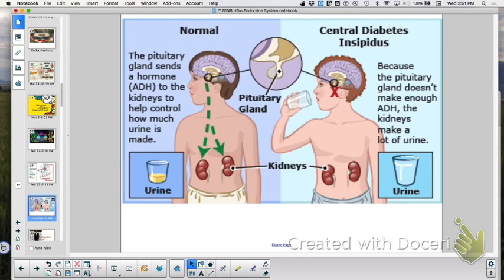So we talked about when things can go bad. Central diabetes insipidus. You better drink some more water because you're losing some water there. Which hormone was in charge of water?